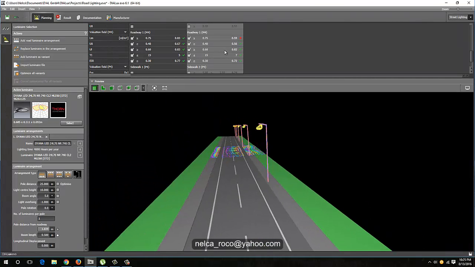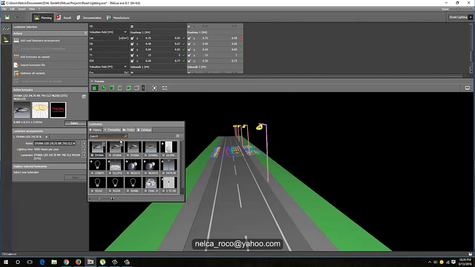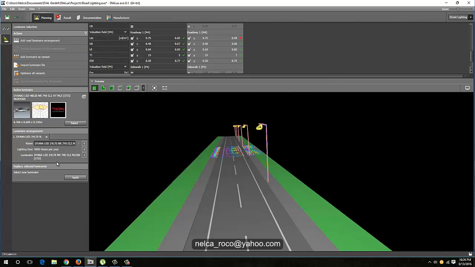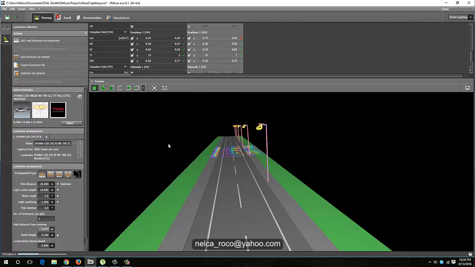And let's see, again, the candela is not perfectly achieved. So we need to increase the lumen output or the wattage of the luminaire. So replace the luminaire again with the original LED, which I think is 90 watt, and then apply. And yes, it's good. You can see now here it's all checked.